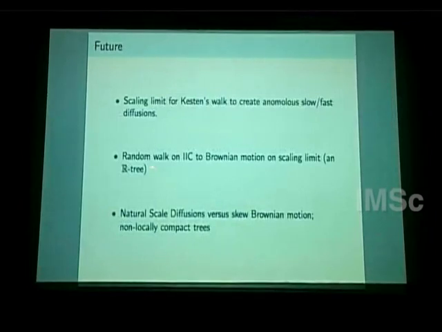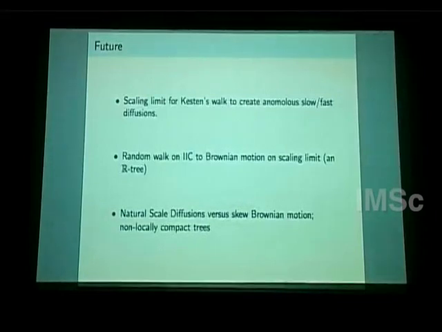I didn't explain the second point. Incipient infinite clusters are interesting objects in percolation. They're discrete objects. They're countable. They're not R-trees, but somehow when you rescale them, you get a tree in high dimensions.